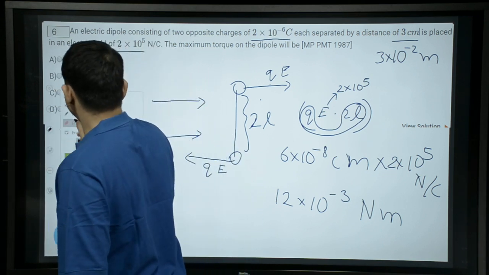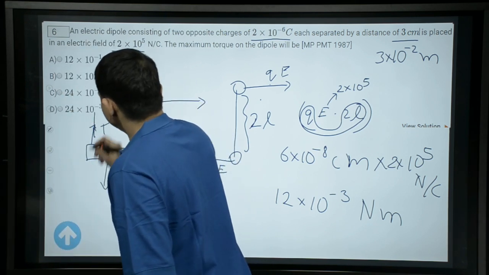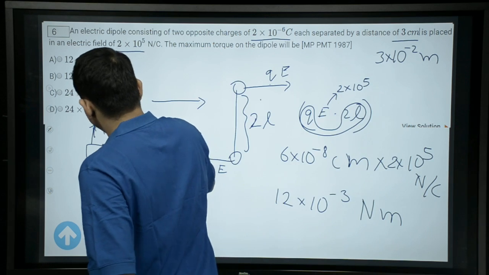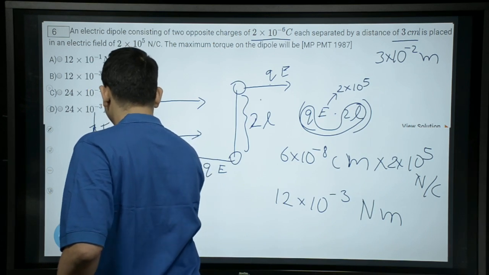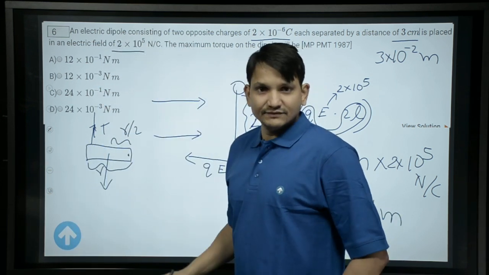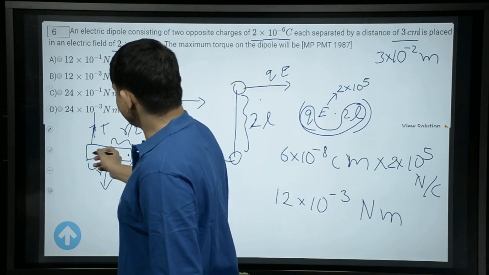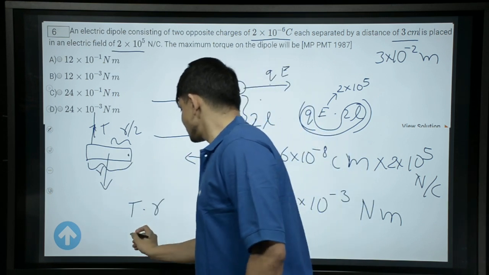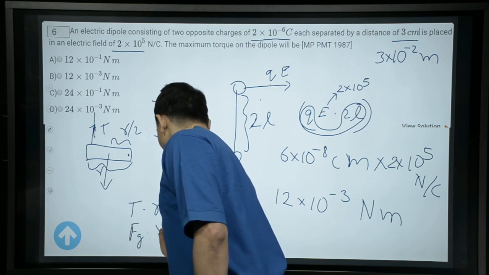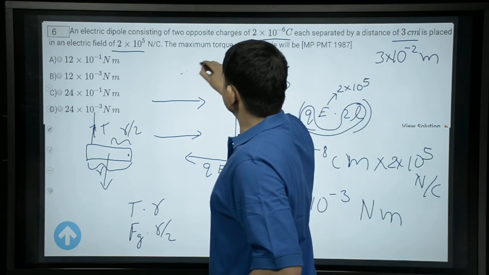So the torque by this tension force, let's say the distance is r and this distance is r by 2. The torque by this tension force would be T times r, and the torque by the gravitational force, say Fg, would be Fg times r by 2. So the same concept is being applied to a dipole.